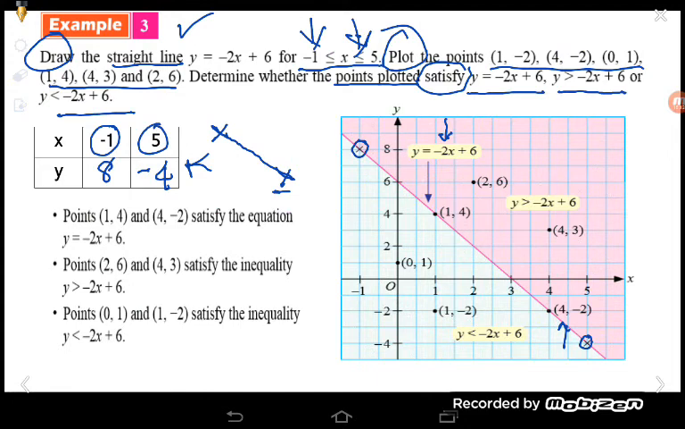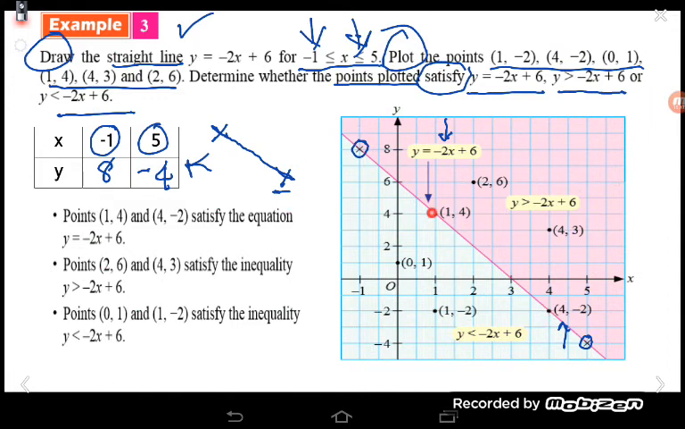Okay, then you check on the points. After you have drawn the straight line, then you plot the points. So all the points here have been plotted, and then here, 3, 4, 5, 6. They are very easy to plot, the coordinates, the points. And then now you determine the points. So let's say 1, 4, and 4, 2.